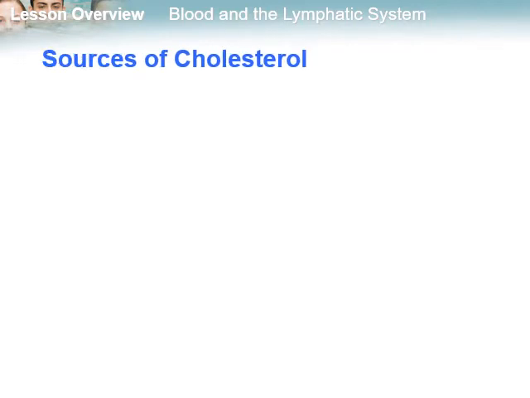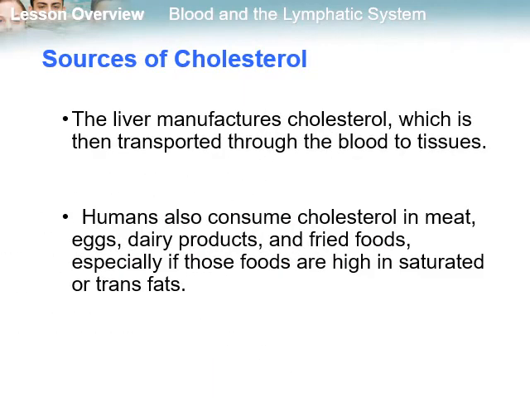Let's look at the source of cholesterol. What are the sources of cholesterol? There are two main sources of cholesterol. The first one is the liver naturally manufactures cholesterol, which is then transported through the blood to tissues. The second main source of cholesterol is that humans consume cholesterol in meat, eggs, dairy products, and fried foods, especially if those foods are high in saturated or trans fats.